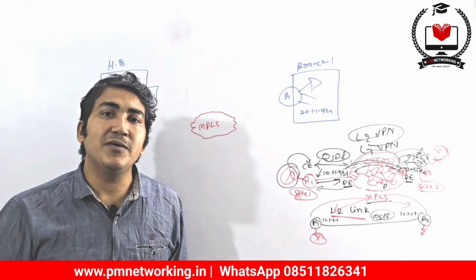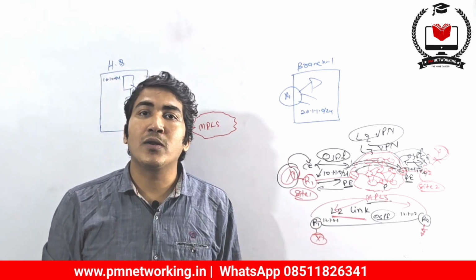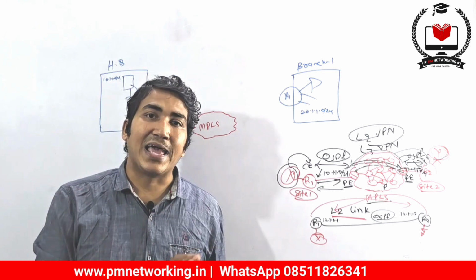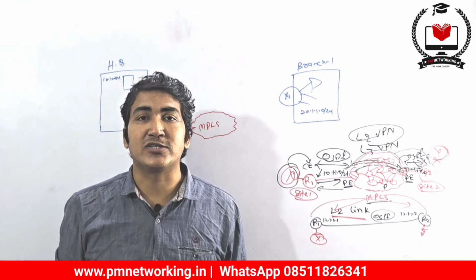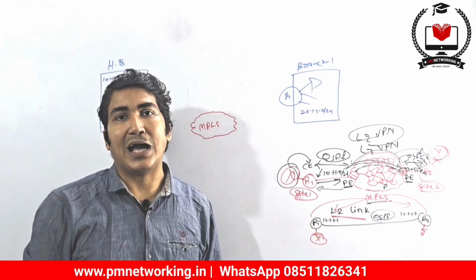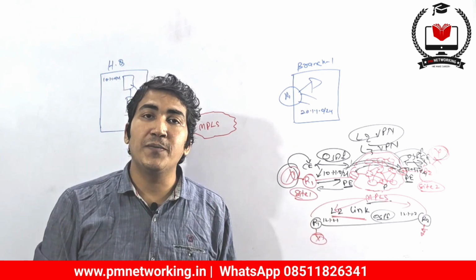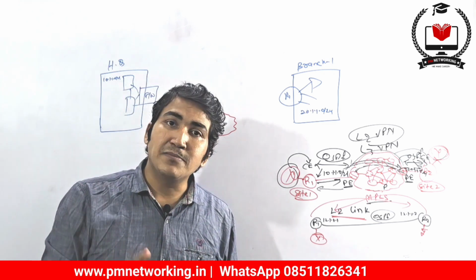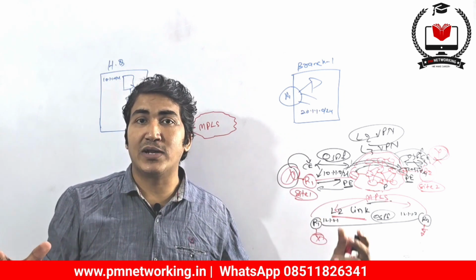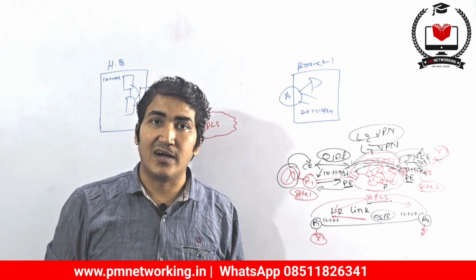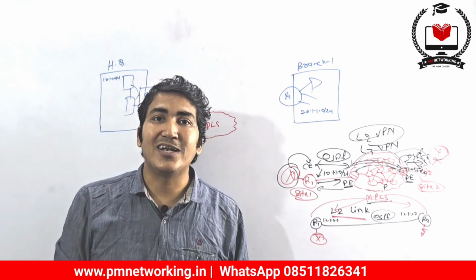In L3 VPN, there is configuration involvement of the customer. In L2 VPN, there is no involvement of customer configuration; you only need to configure the IP address. In L2 VPN, you will have only a single subnet, and on the same subnet both routers, side 1 and side 2, will be sharing the data. That is L2 VPN.